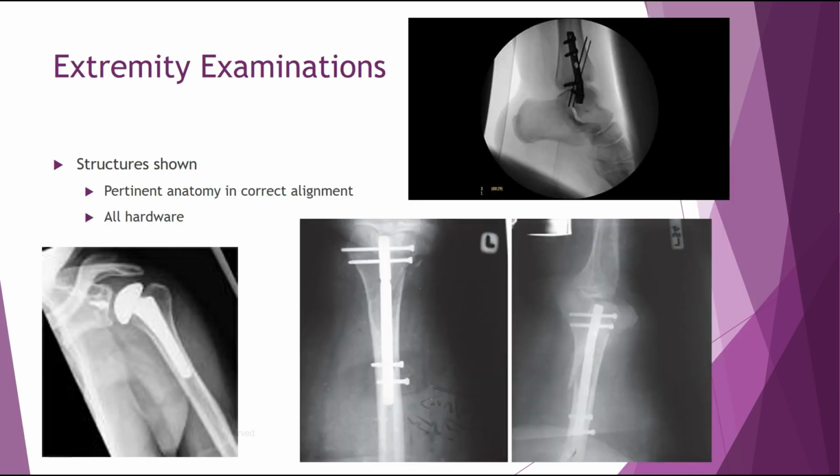Okay, more extremity exams. The one on the top there is a fixation of the ankle. And then you have a shoulder replacement. And then this looks like a short nailing. And these pictures look like they were taken upside down, so they are hung upside down here. So that is a distal femur.